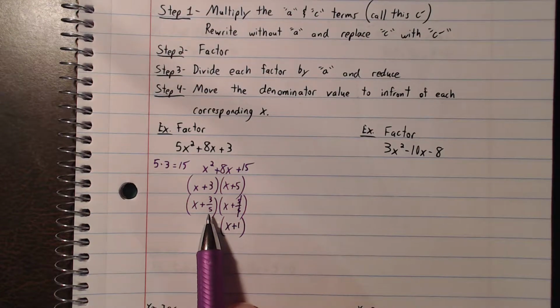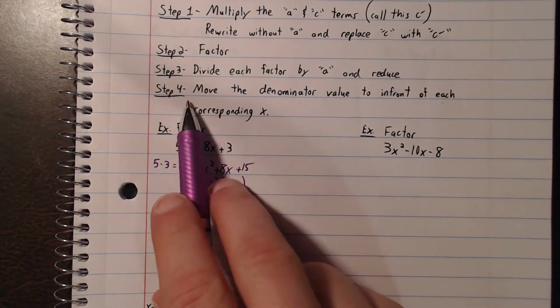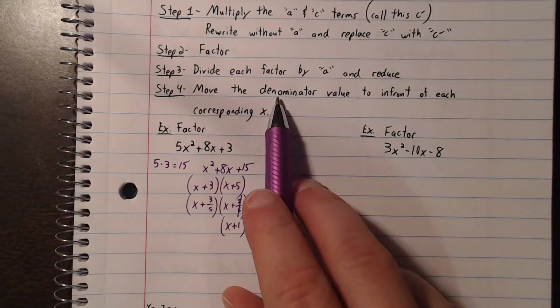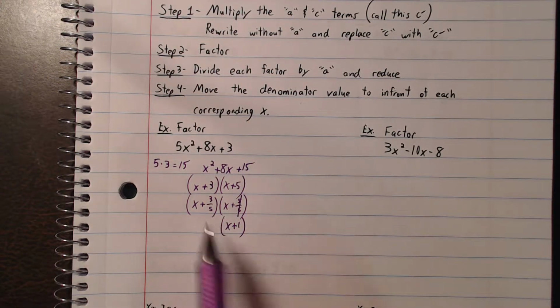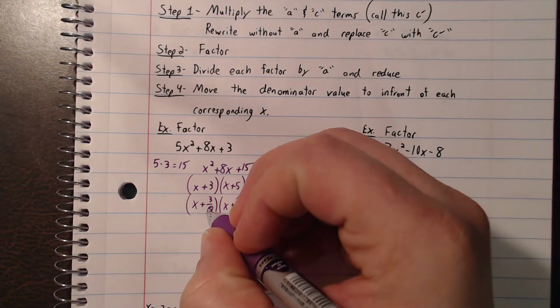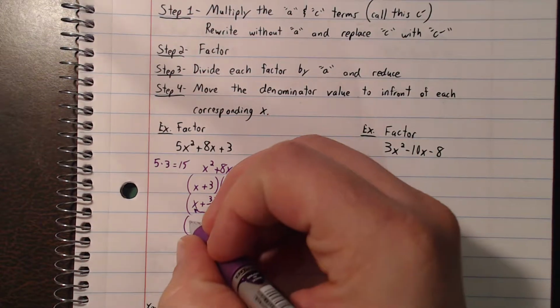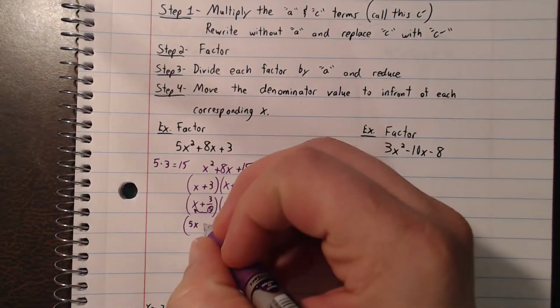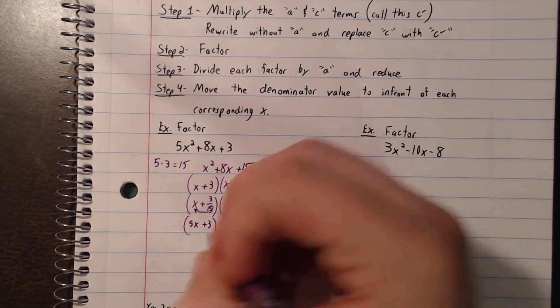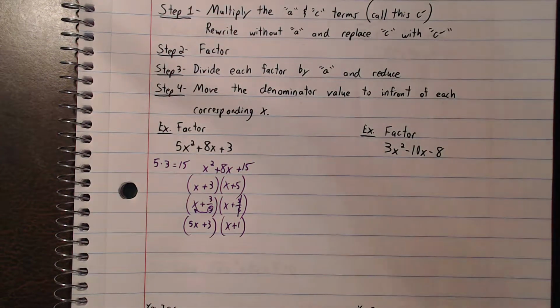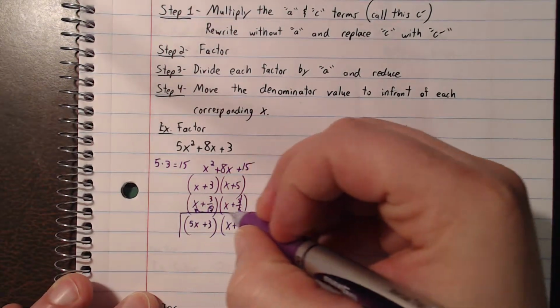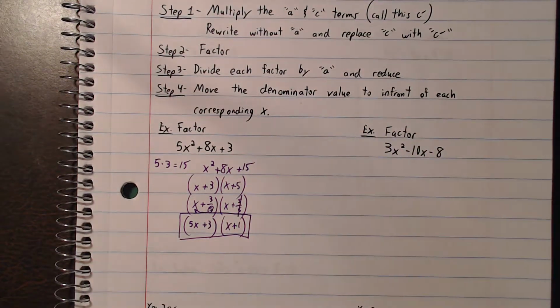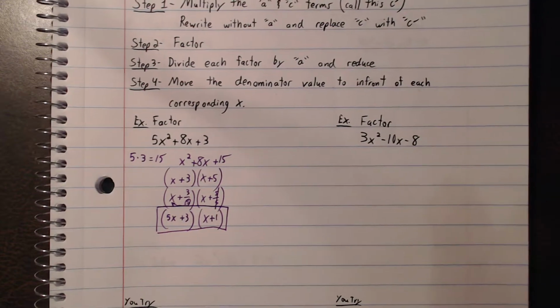Here, this doesn't reduce. So what I'm going to do instead is move to step 4, which says move the denominator so it's in front of the x. So my denominator here is 5. I'm going to move that in front of the x. 5x, and now I'm left with plus 3, and now I have factored using the Berry method. Okay, we'll try that again with the next problem.